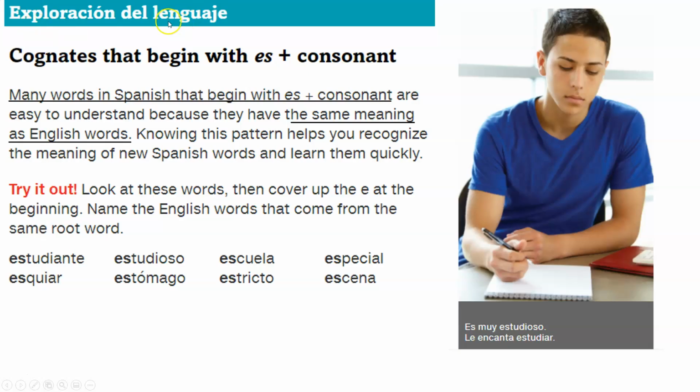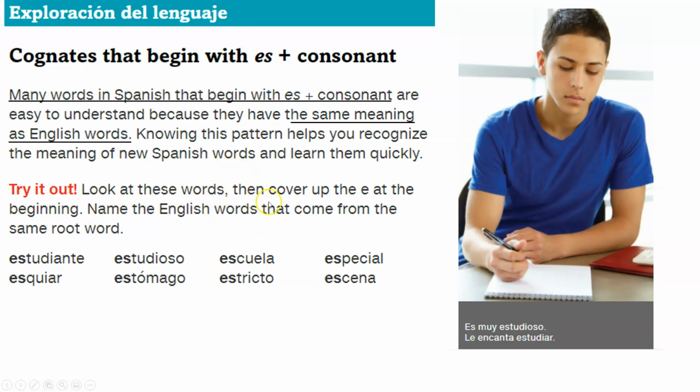So, exploración del lenguaje. Cognates that begin with ES and a consonant. What is a consonant? It's any letter that's not A, E, I, O, or U. Many words in Spanish that begin with ES and consonant are easy to understand because they have the same meaning as English words. So these are words that look very similar in Spanish as they do in English. So knowing the pattern helps you recognize the meaning of new Spanish words and learn them quickly.